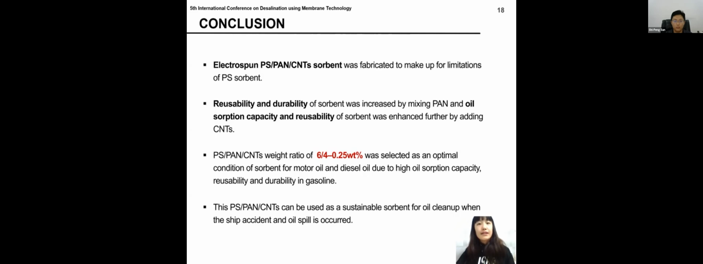Therefore, we expect that this PS-PAN CNT can be used as a sustainable sorbent for oil cleaning when a ship accident and oil spill occur in the ocean.